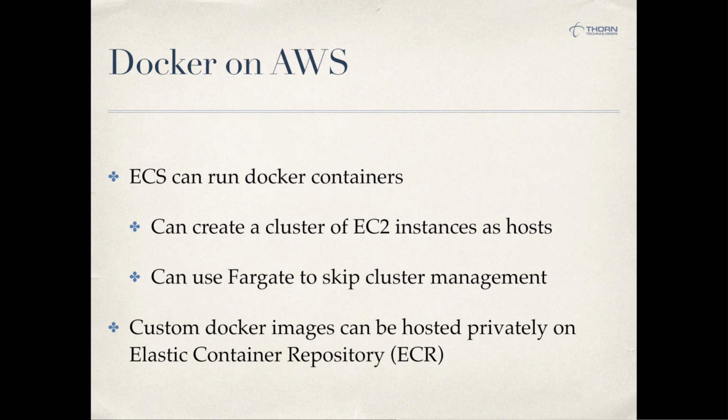So on AWS specifically, we have ECS, the Elastic Container Service, and that can run Docker containers. You can create a cluster of EC2 instances to run these Docker containers, because as you saw in the previous slide, you're not defining the whole virtual machine. It still has to run on a host. So you can either create an EC2 instance that will run Docker, or you can use Fargate to just throw your Docker containers out into the wild, and AWS has a managed EC2 cluster that will run your Docker containers for you. And you can create custom Docker images in AWS and push them up to the Elastic Container Repository that's also inside of ECS.